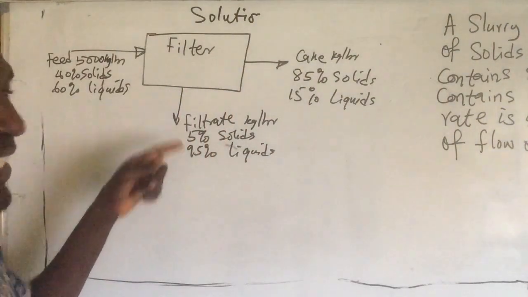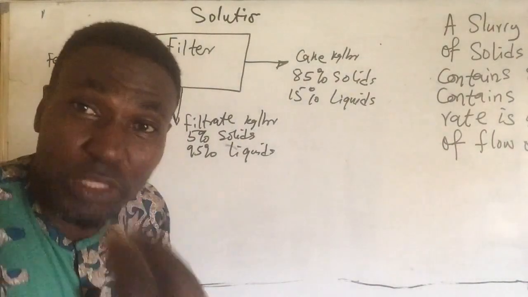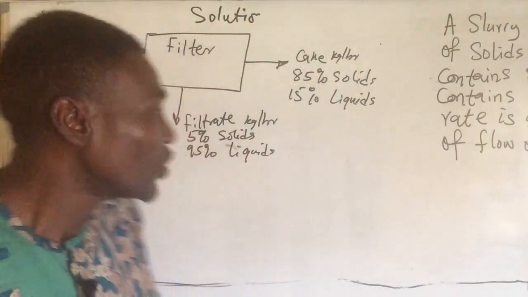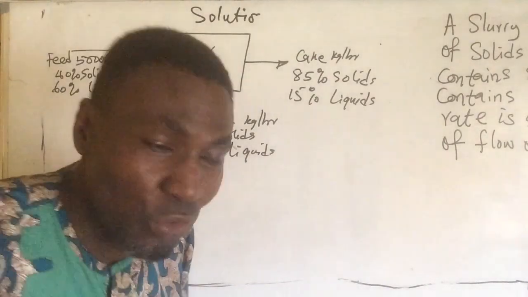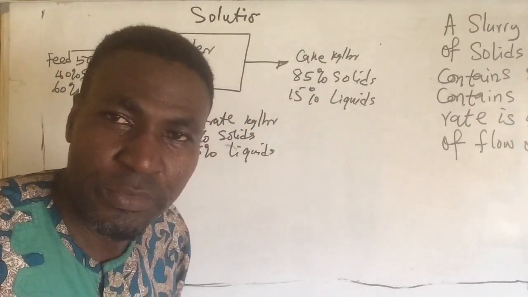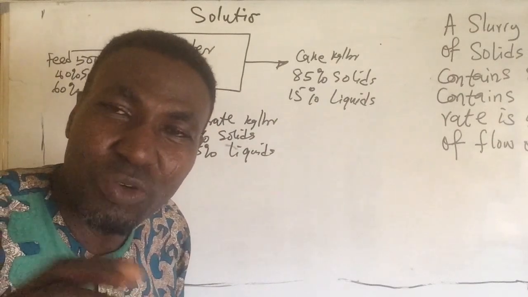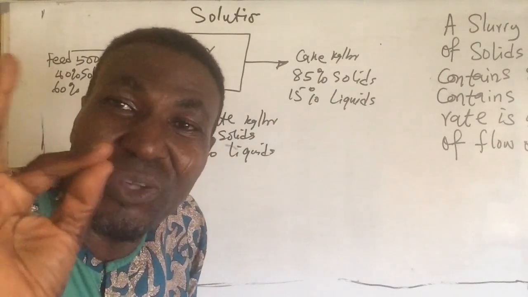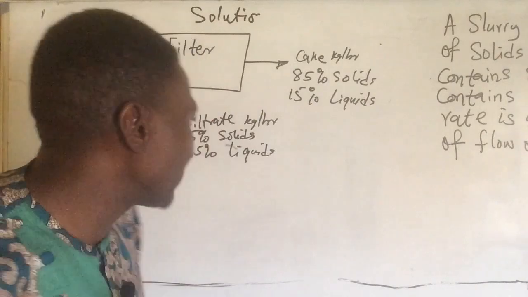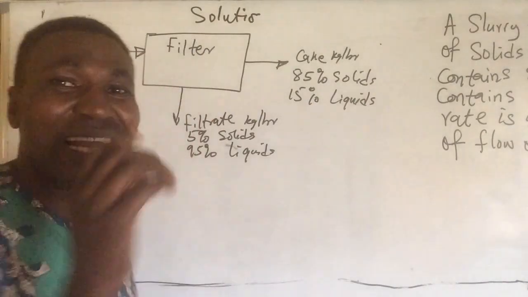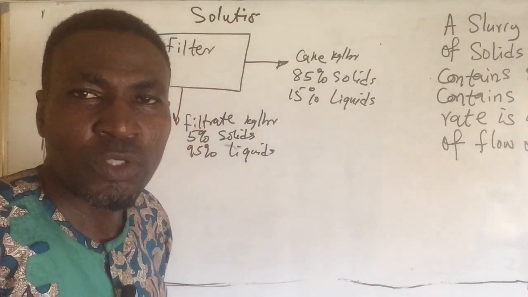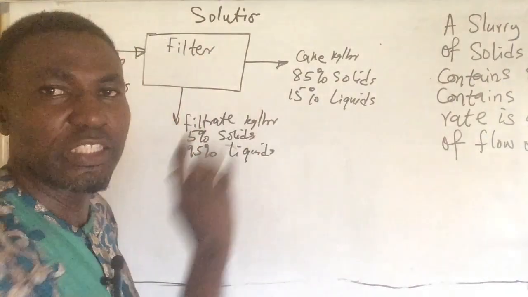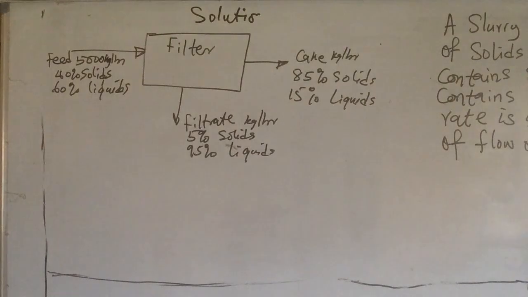Another one is the filtrate, the water you filtered out. In that filtrate, the majority of water will go. So that water contains only 5% solid, it's majority water. So it contains only 5% solid, thereby having 95% liquid. So when you state it this way, you now start your calculation.